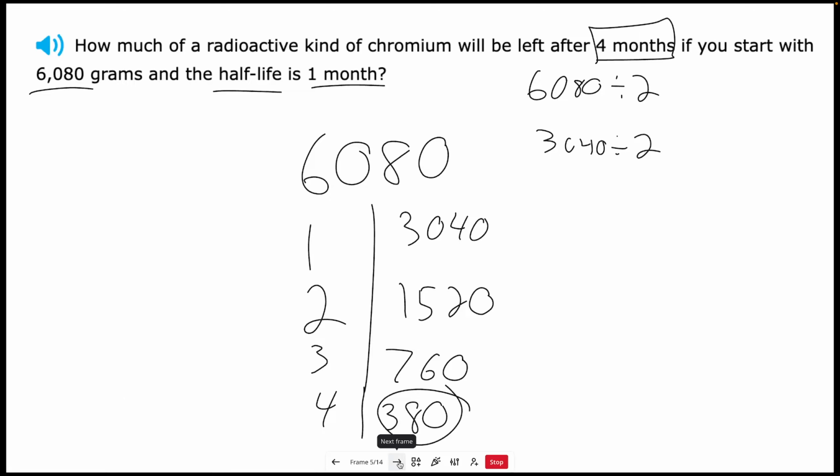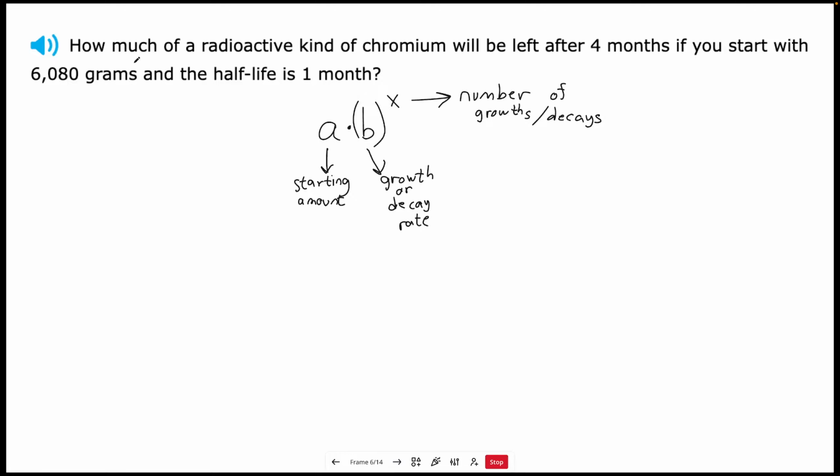Now the other way to do this same problem, all right, this is the same problem, is this formula. It looks a little complicated, but let's just take a look. So the A at the beginning is the starting amount. Well, how much did we start with? 6,080. Then we do multiplication symbol, parentheses.